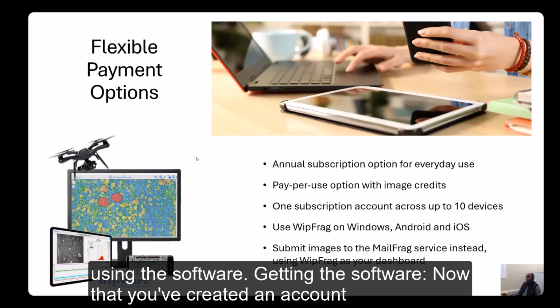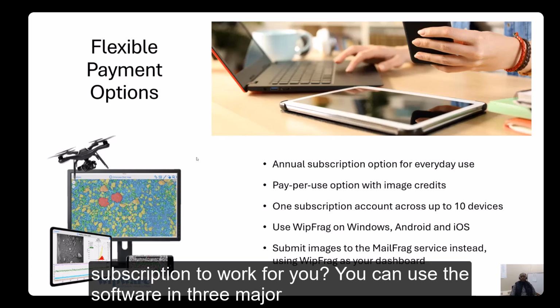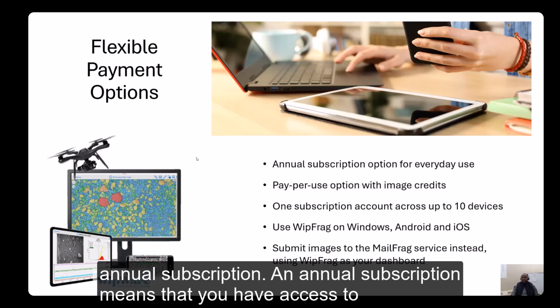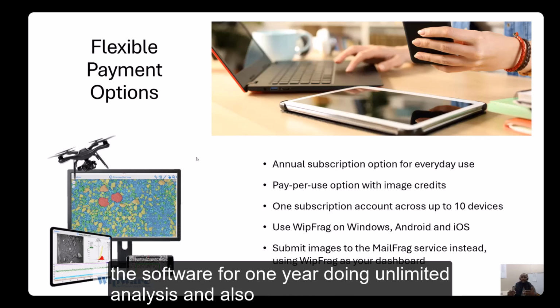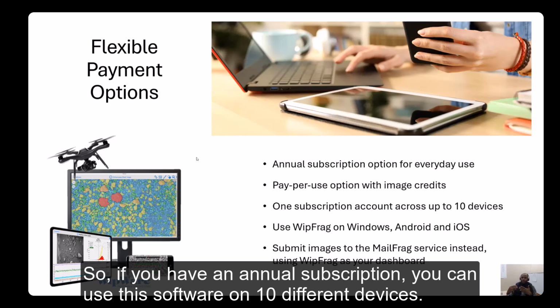Getting the software. Now that you've created an account and you've watched this video, how can you get the best subscription to work for you? You can use the software in 3 major ways. The first way you can use the software is by getting an annual subscription. Annual subscription means that you have access to the software for 1 year, doing unlimited analysis, and also using your subscription on 10 different devices. So if you have an annual subscription, you can use this software on 10 different devices.